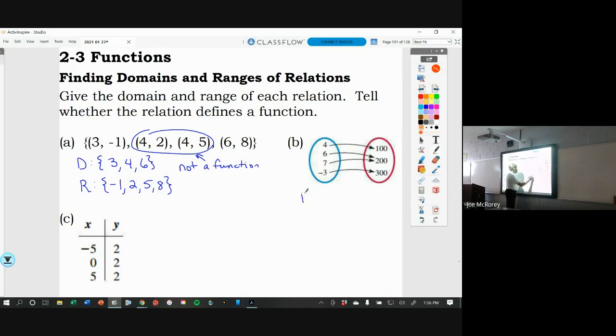Relation B. Domain is -3, 4, 6, 7. The range is 100, 200, 300. Is it a function? Yes.